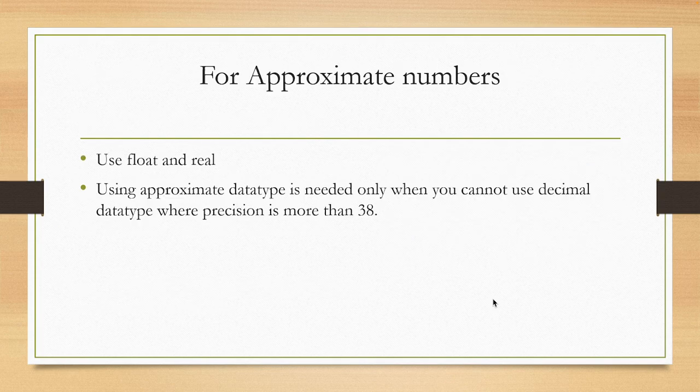If your numerical data goes above 38 digits, you could use the approximate numerical data types, which are float and real. The one thing about float and real is that you should be cautious if you have to use these data types. Only use them if an approximate value of that number is okay, and only use them if the precision has to go beyond 38.